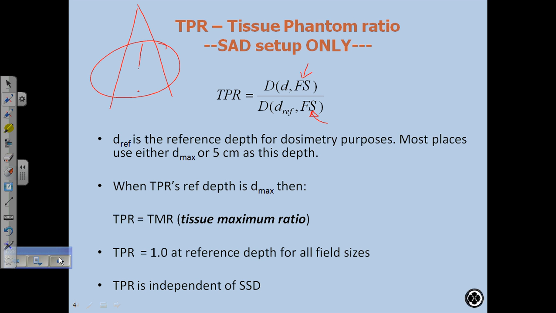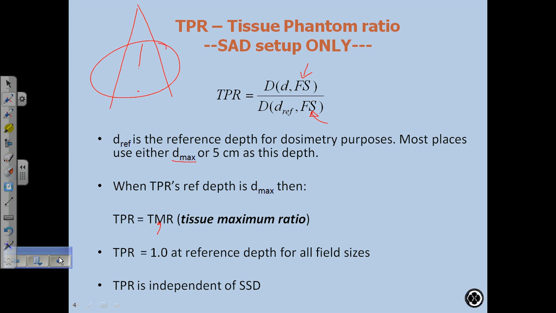All right, so DREF is the reference depth for dosimetry purposes. Most places use either Dmax or 5 cm. It's not always Dmax. TPR is a generalized function that allows you to pick a reference depth for your center. So when TPR's reference depth is Dmax, then the TPR equals TMR. You folks have heard of TMR, right? Tissue maximum ratio. That's what the M is, the maximum ratio, and it refers to Dmax.